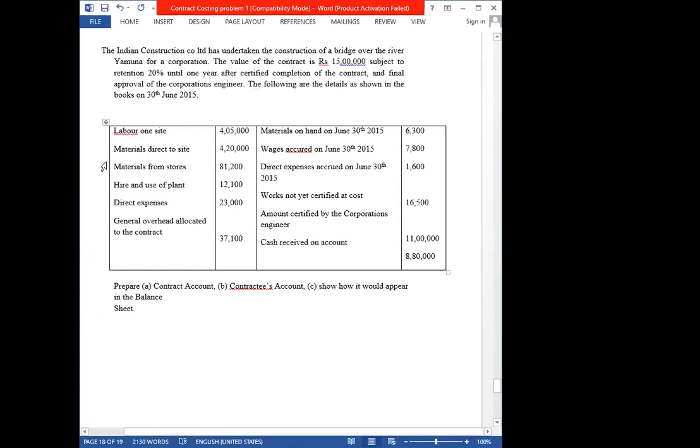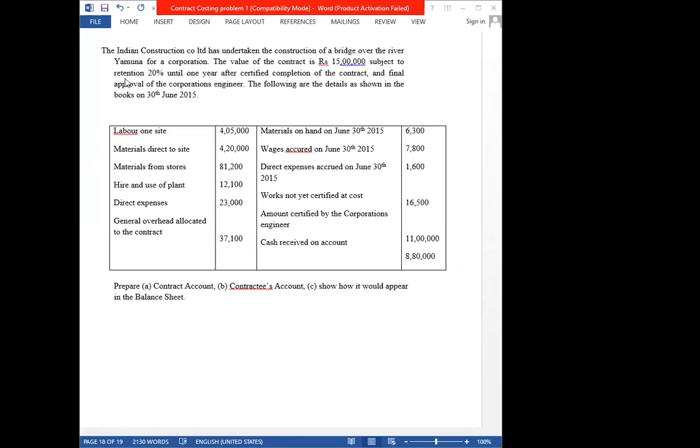Today we are going to solve this problem. The problem is you have to prepare the contract account, contractee account, and you have to show the balance sheet also, the basic information which is related to the contract, how it will appear in the contract account. Okay.